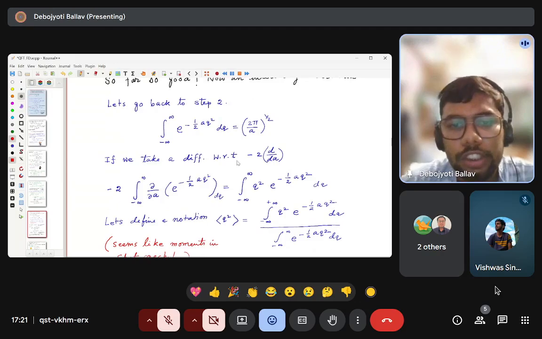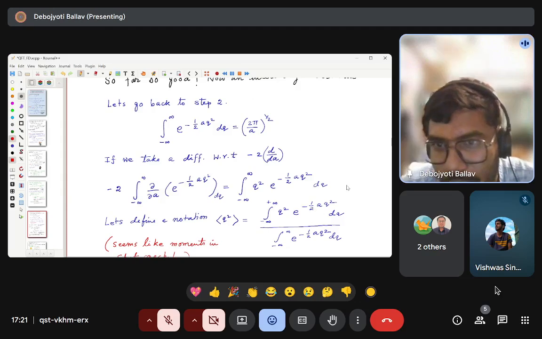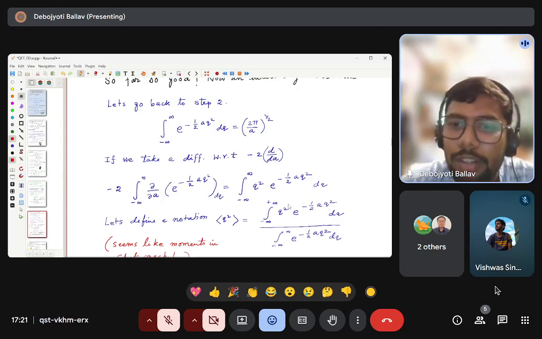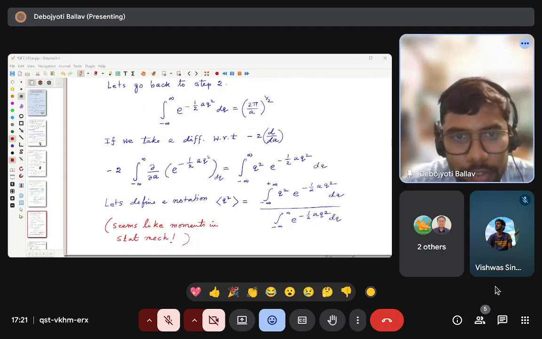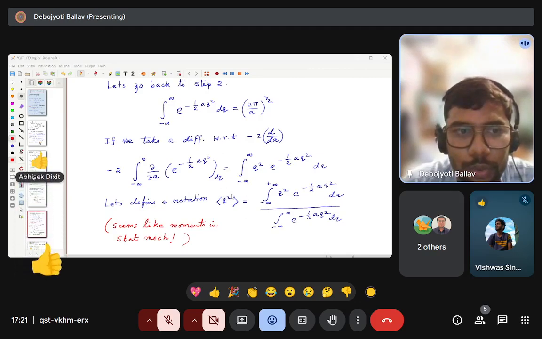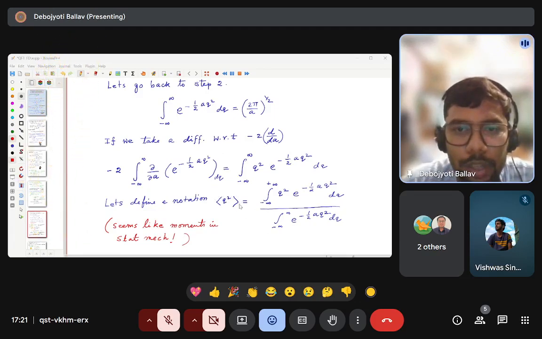Now for notational convenience, I will define an average of q square by this. So this is like your Gaussian probability distribution function, and you do it in statistical mechanics. It seems like some moments, calculation of moments. Is this familiar to you? So this is like a Gaussian probability distribution of q square, so this q square is like some kind of a moment. You can calculate this as an average of q square.